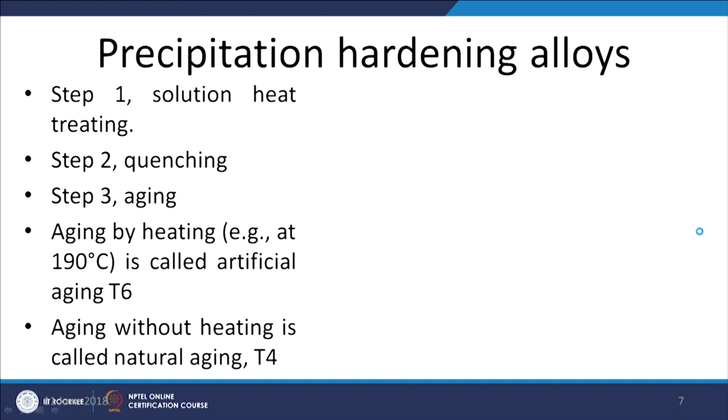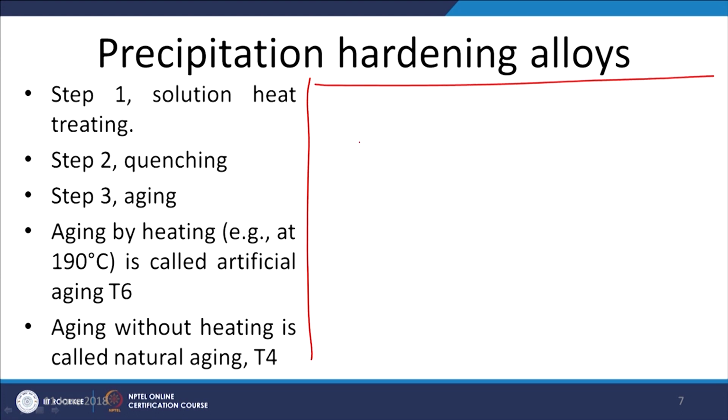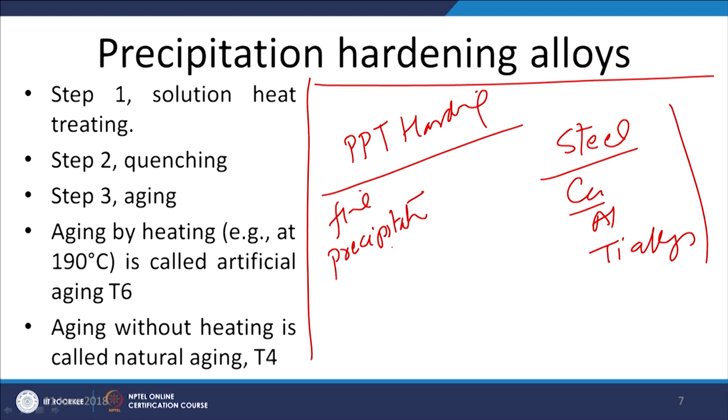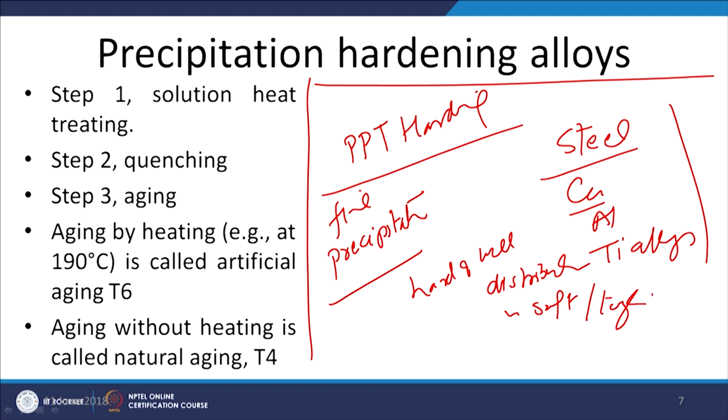Now we will see another metal system which is not strengthened by work hardening, but is strengthened by precipitation hardening. There are many steels, copper, aluminum, titanium alloys which are designed to get strength from the development of fine precipitates which are hard, well distributed in the comparatively soft and tough matrix. This is how the strength is imparted.